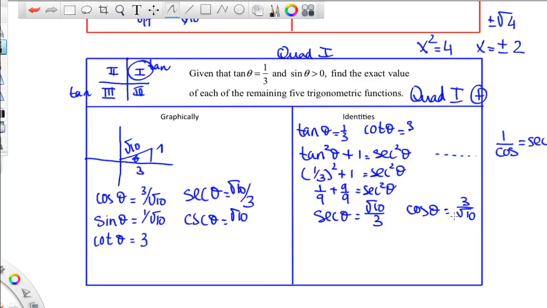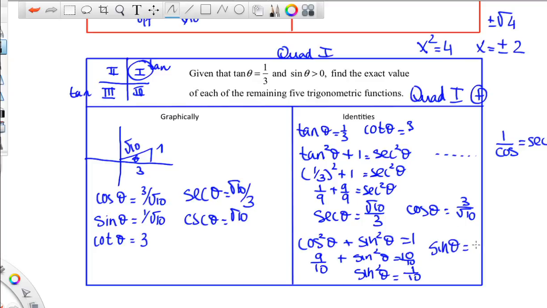Notice again that I'm not rationalizing all the time, because it's just more time that you would have to spend on it. Okay, so once you have the cosine, you can square that, and then if you use this identity, you can find what the sine squared is. So cosine squared, 3 divided by the square root of 10 squared, is 9 over 10, right? Plus the sine squared of theta is equal to 1. So the sine squared of theta is 1, is 10 over 10, right? So that's 1 over 10. So then the sine of theta is the square root of 1 over 10, which is 1 divided by the square root of 10. And again, I need the positive because I'm in quadrant 1.